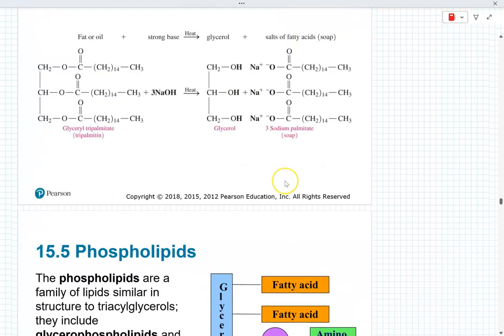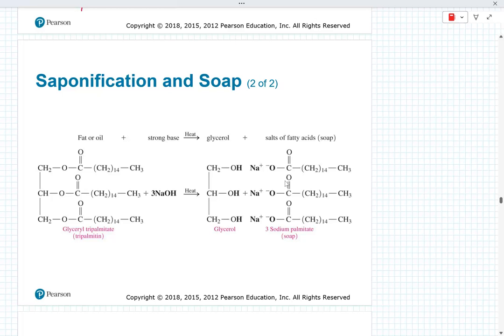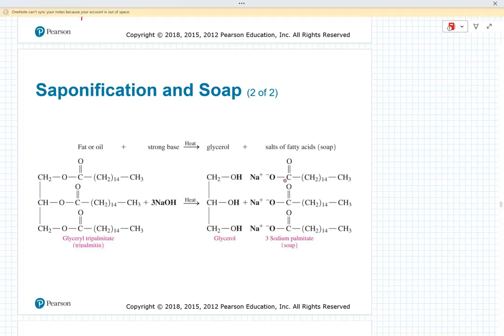Now, this is the saponification reaction that you ran on Monday. So you effectively replaced water in the reaction of hydrolysis with sodium hydroxide, which produced glycerol and sodium salts of palmitic acid. So, indeed, the soaps that we use in our day-to-day life are produced by saponification of various fats.